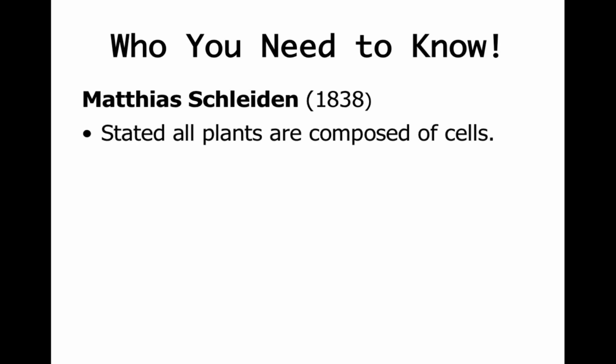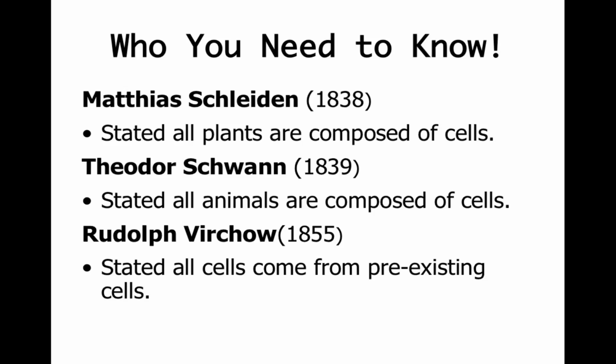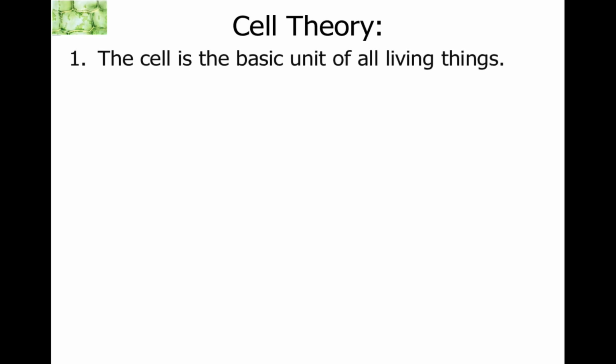Matthias Schleiden stated that all plants are composed of cells. Theodor Schwann stated that all animals are composed of cells, and Rudolf Virchow stated that all cells come from pre-existing cells. So the observations of these scientists have been combined to form something called the cell theory. Continued research over the years by many scientists using more and more technically advanced instruments confirmed the validity of this theory, which is composed of three principles.